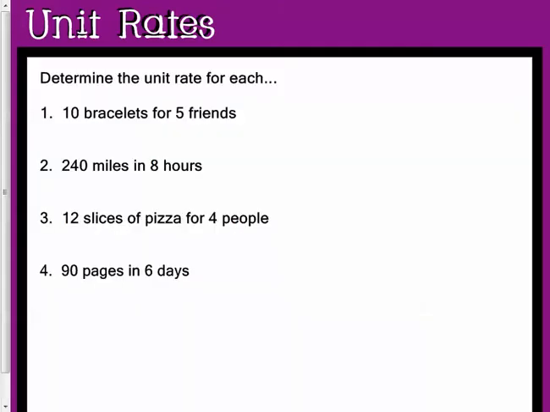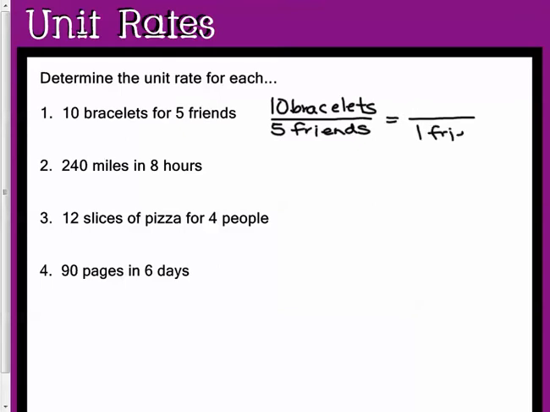Okay, so now I want you to try it. We have 10 bracelets for 5 friends. So let's first write it as a rate. And then I want you to change each of these rates into a unit rate. Okay, remember your unit rate should always have a 1 in the bottom. And then make sure that you circle it.